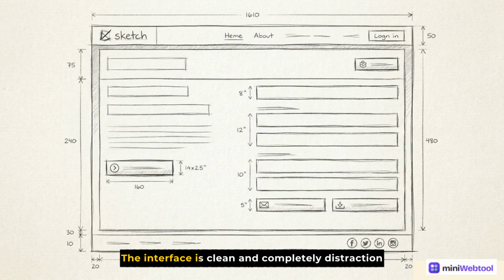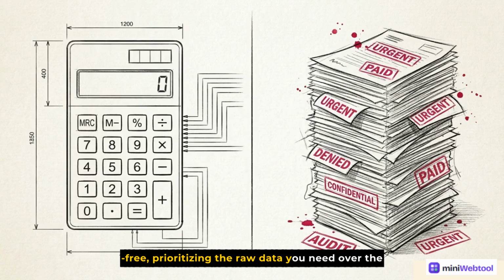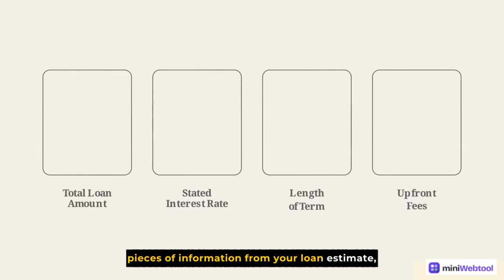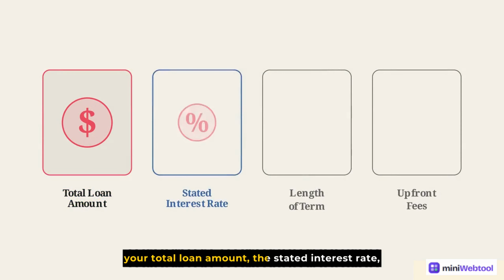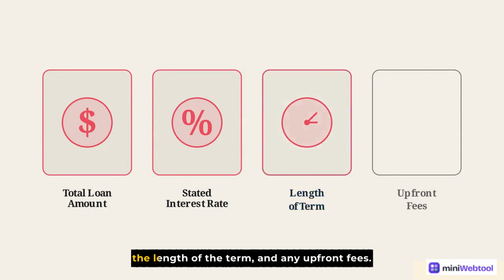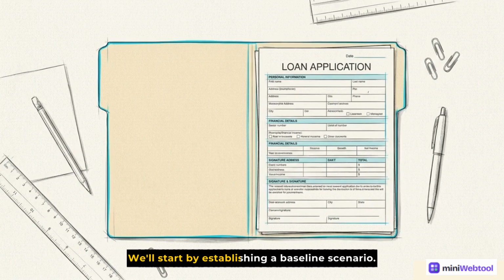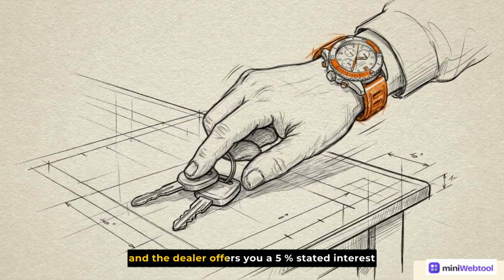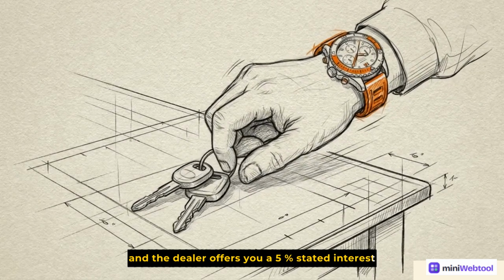The interface is clean and completely distraction-free, prioritizing the raw data you need over the confusing paperwork provided by the lender. To get an accurate reading, you need 4 distinct pieces of information from your loan estimate: your total loan amount, the stated interest rate, the length of the term, and any upfront fees. We'll start by establishing a baseline scenario. Imagine you're taking out a $25,000 auto loan, and the dealer offers you a 5% stated interest rate.